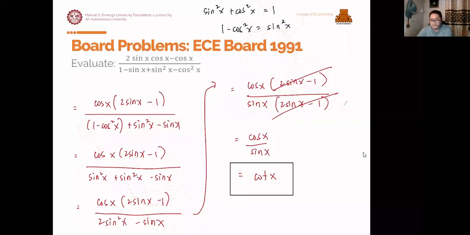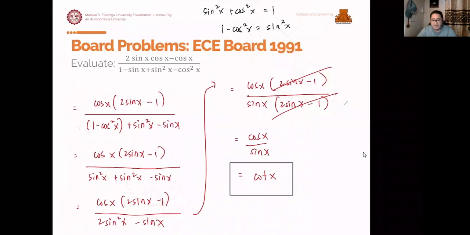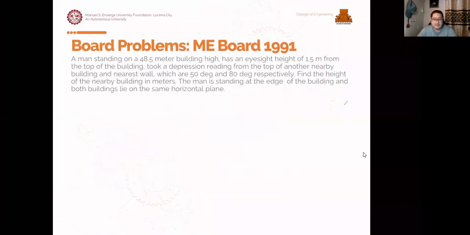Okay? Okay, so I think this particular problems involving identities is hanggang dito lang, no? Yung next will be application tayo. Okay, next is ME board.